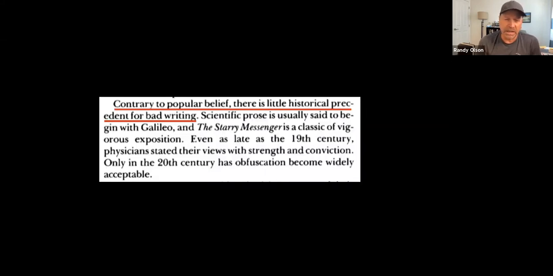But in the short discussion at the end of it, the author said, contrary to popular belief, there's little historical precedent for bad writing. And this is important because people have a tendency to say, particularly with scientists, oh, scientists, they've always been terrible at communication. No, they haven't. That's what the author is saying. 100 years ago, scientific prose is usually said to begin with Galileo. The Starry Messenger is a classic of vigorous exposition. Even as late as the 19th century, physicians stated their views with strength and conviction.